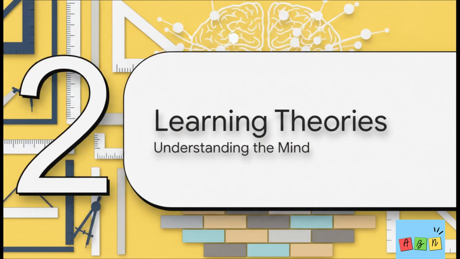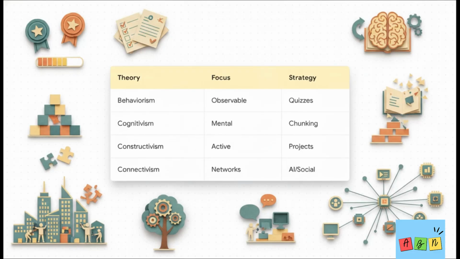Moving on to Section 2, Understanding How We Learn, Learning Theories. Okay. If design models are the blueprints, learning theories are the physical foundation, the actual, literal mechanics of how our brains acquire knowledge. Let's walk through this matrix together.